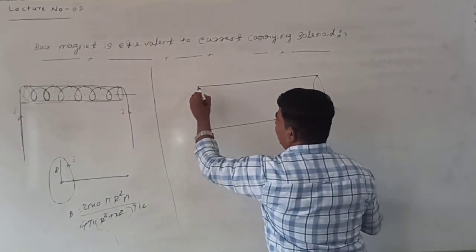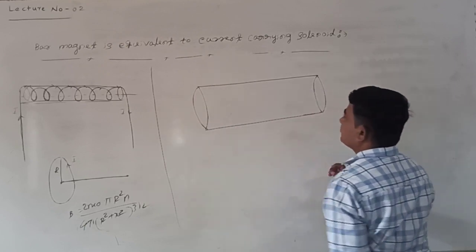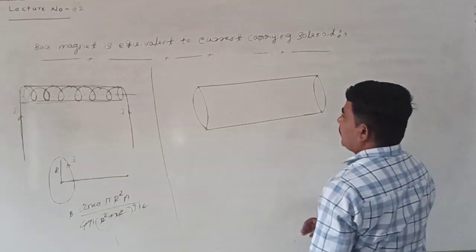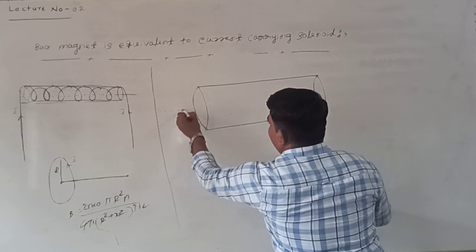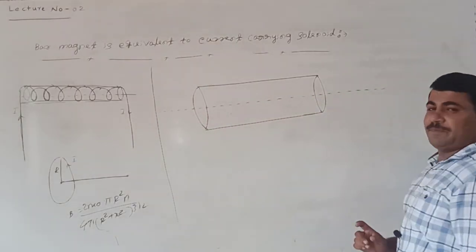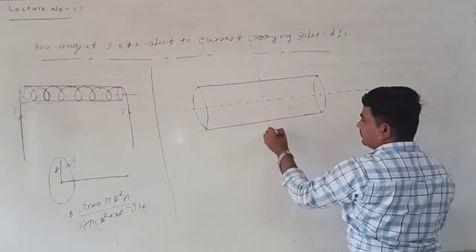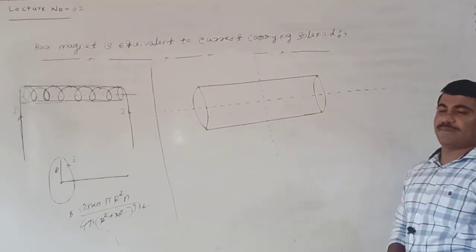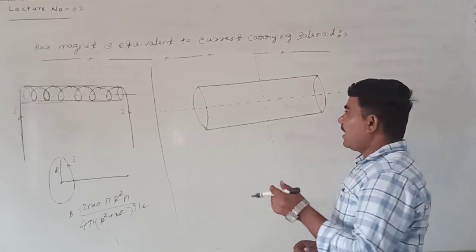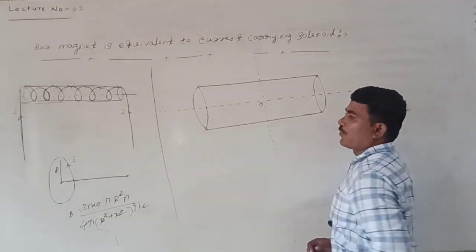Cross section of the solenoid. Right? And this is nothing but the axis of the current carrying solenoid. Are you following me? And this is a vertical axis I can take. Right? Are you following me, students? I can take this as the center of the solenoid, and this point is the O point.